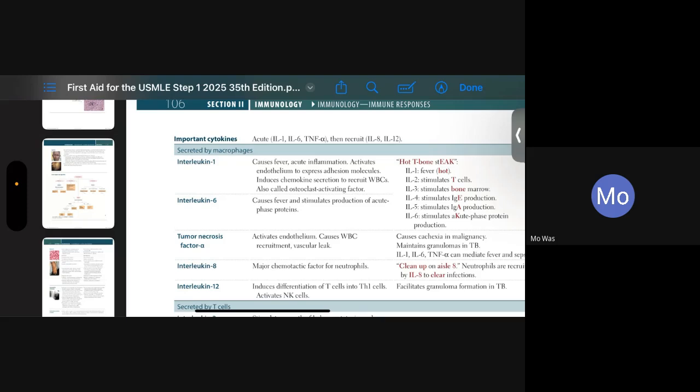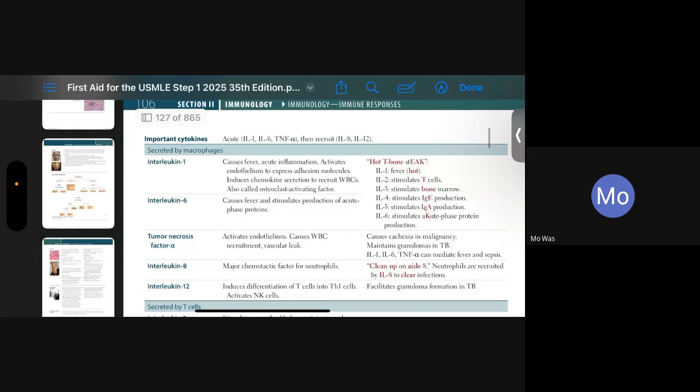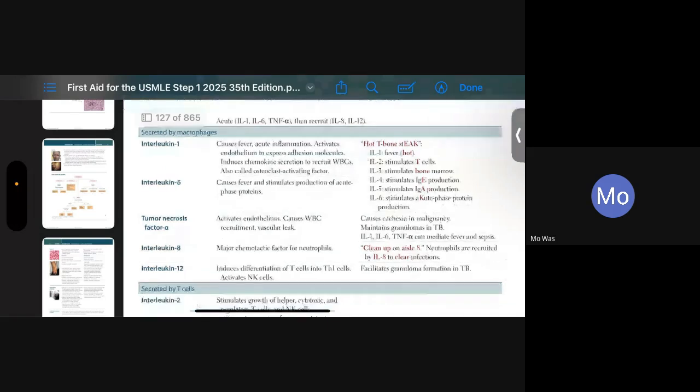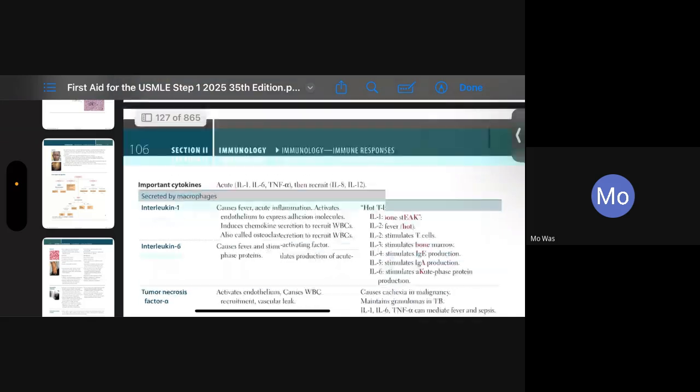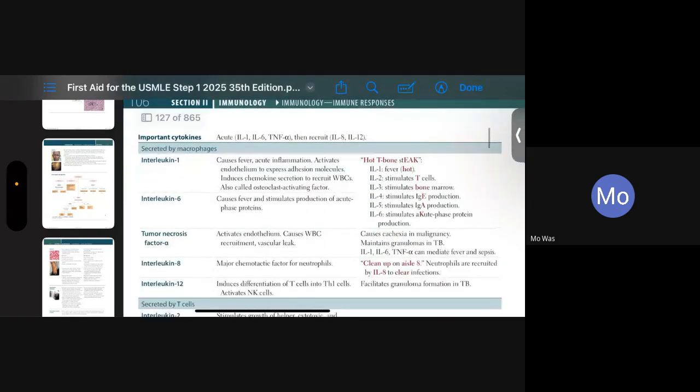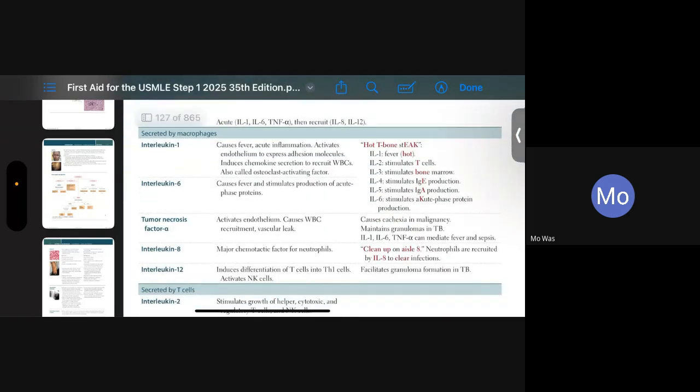Okay, so let's just discuss our last topic for today. That is cytokines, right? So let's discuss interleukin 1. The cytokines, or the interleukins, are being released by your macrophages, by T cells, by Th1 cells and Th2 cells. We're going to be doing that. So the one released by macrophages is interleukin 1.